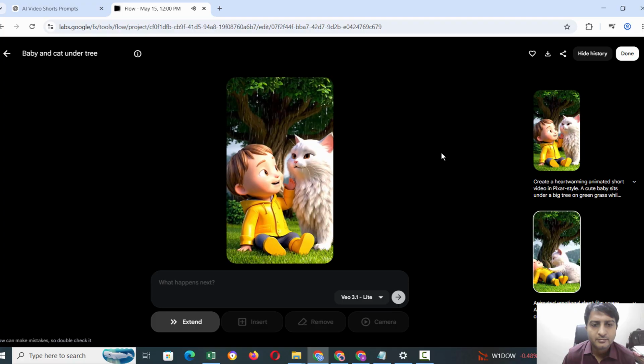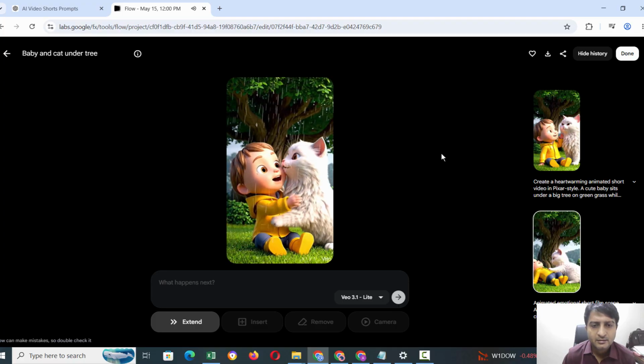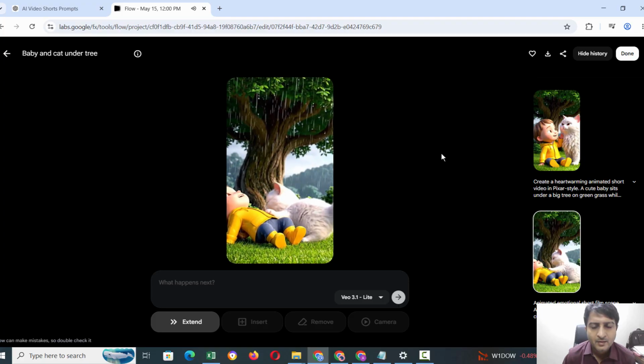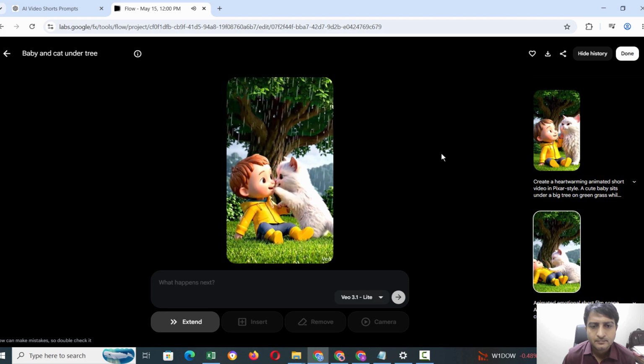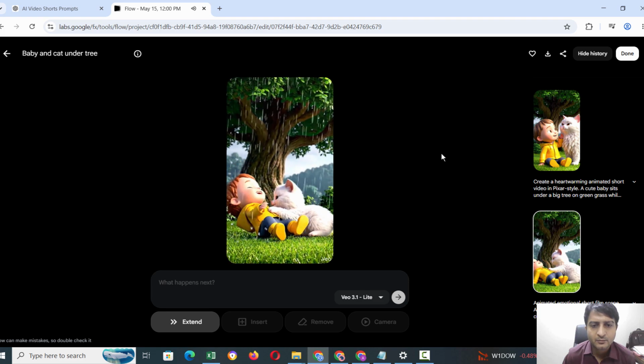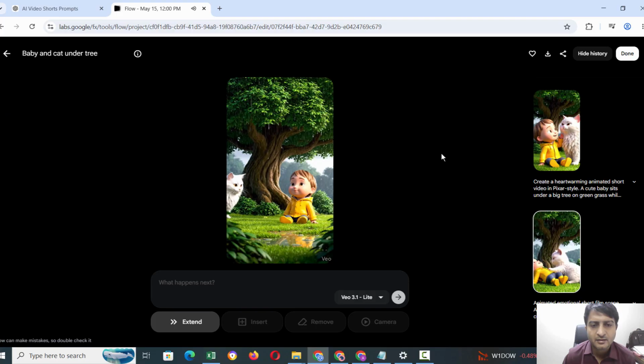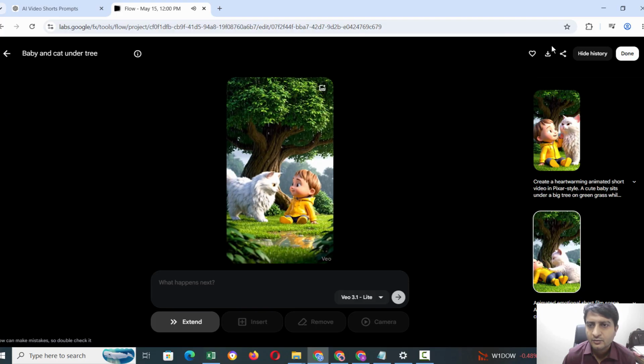Here the cat comes and they are smiling. They are going to play as well. It's in the continuation. So this is perfectly fine, what I want. And I just put in one paragraph and then it created a lot of prompts for me.